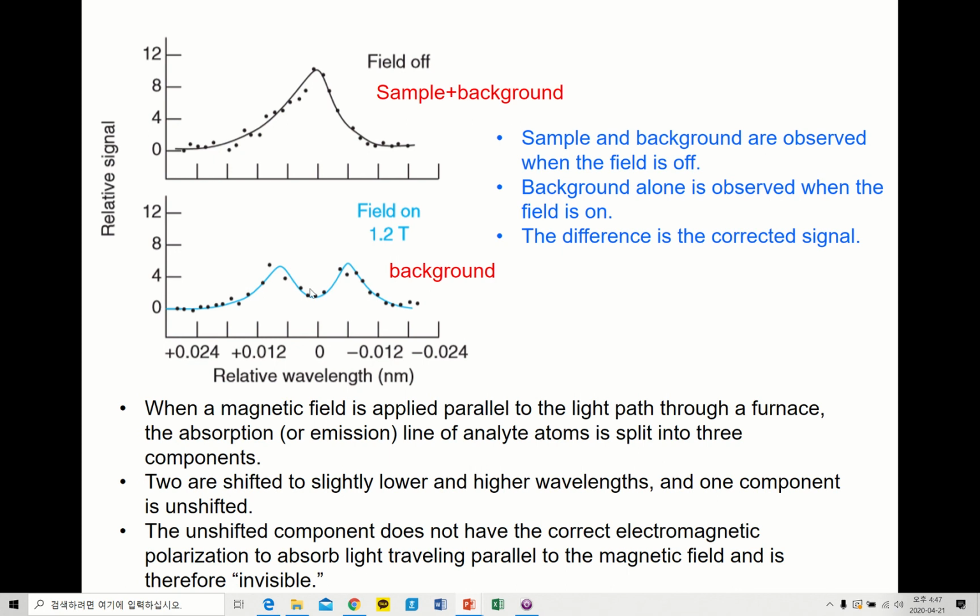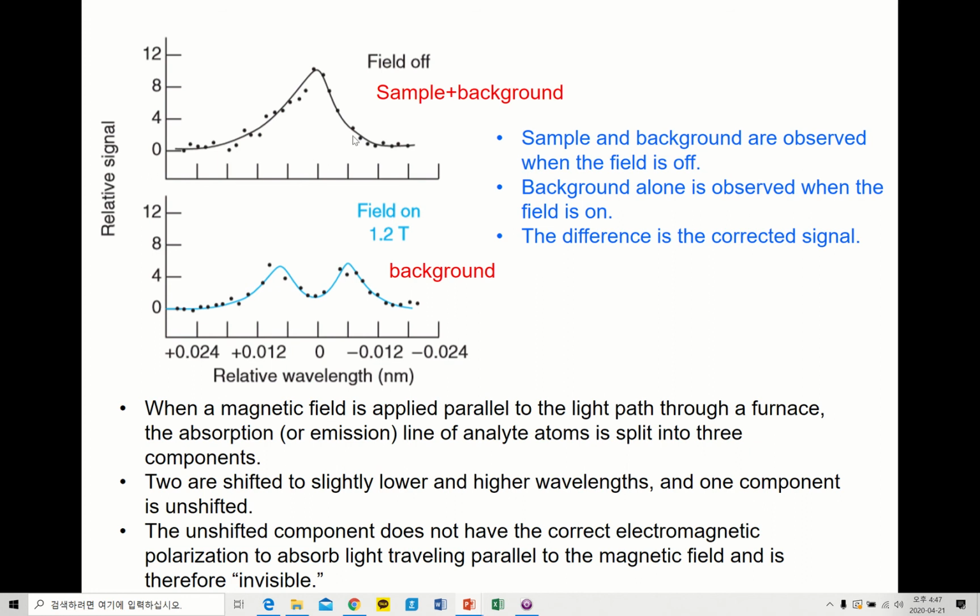The middle part is not absorbed; only the other part is absorbed by the background. To get the true signal, you subtract this background signal from the sample and background. Sample and background are observed when the field is off. With the field on, background alone is absorbed. The difference is the corrected signal.